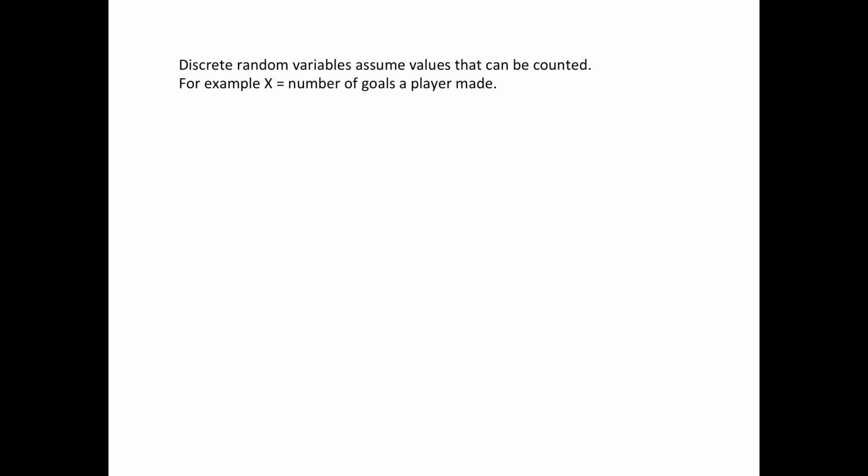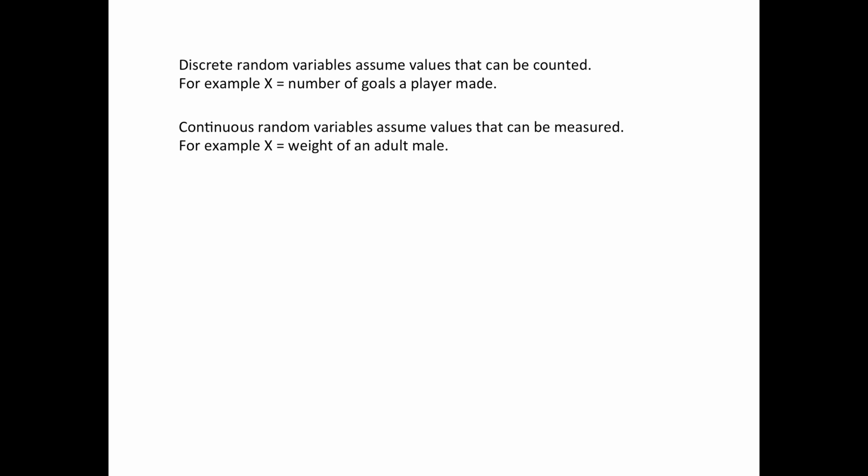There are discrete random variables that we're going to be using for x, and that is things that can be counted. So it could be the number of goals that a player made, it could be the number of shoes that the person owns, things that you could count. Then continuous random variables are things that can be measured, like heights and weights and stuff like that.